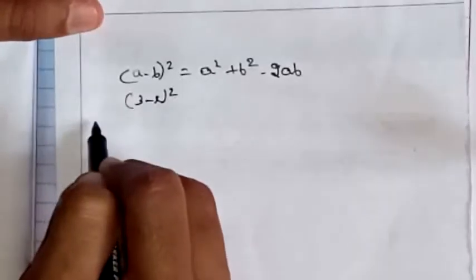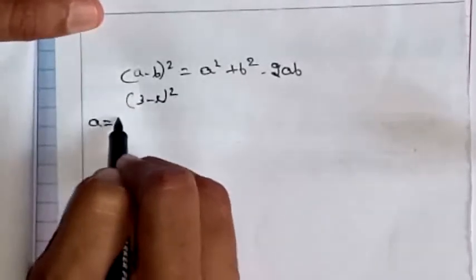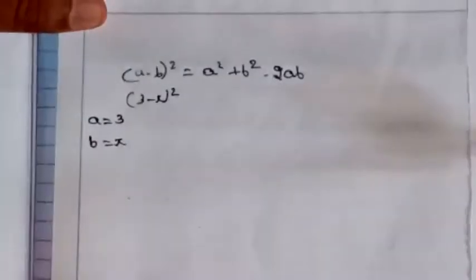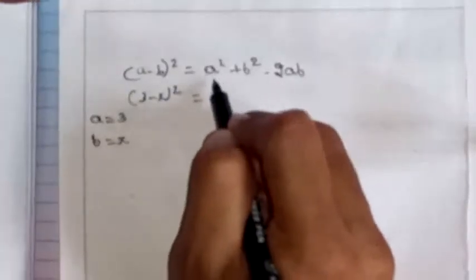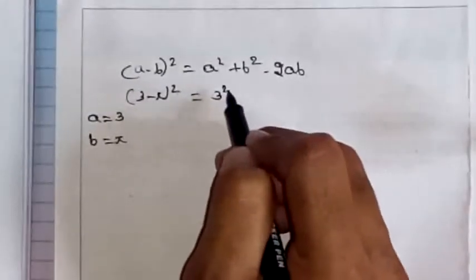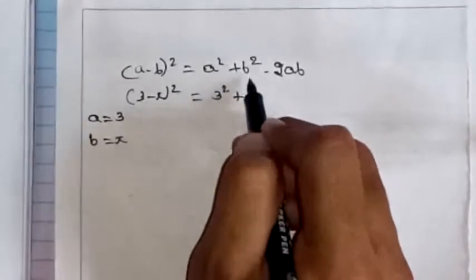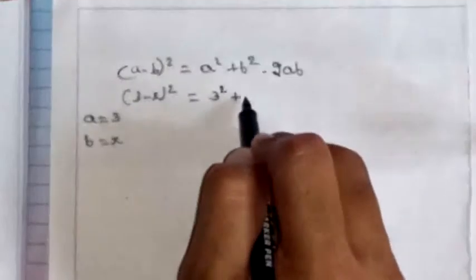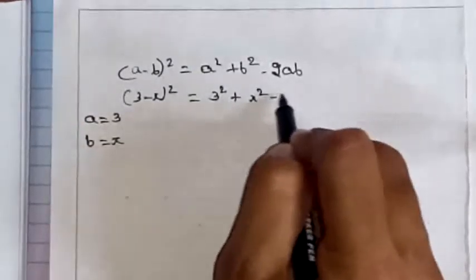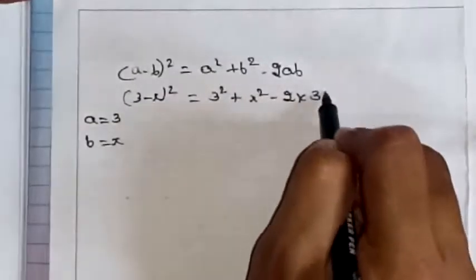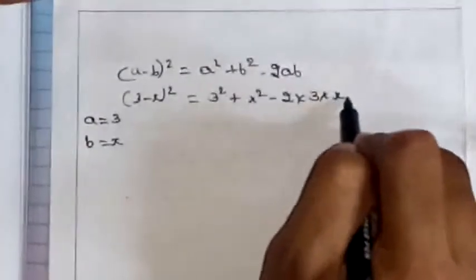Now what is the value of a here? a is nothing but 3, b is nothing but x, right children? So therefore apply here. a square is nothing but 3 square, right? So plus b square. So b square is how much? b value is nothing but x. So therefore b square is nothing but x square, minus 2 into a, a is 3, into b, x. So therefore simplify this.